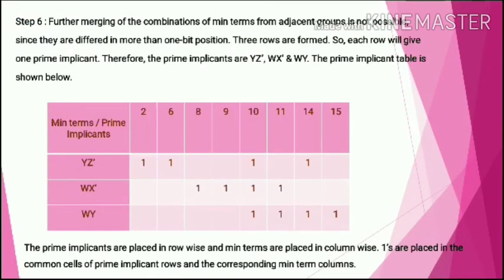Then step 6. Again merging the combinations of minterms from adjacent groups is not possible, since they differ in more than 1 bit position. So 3 rows are formed. Each row will give one prime implicant. Therefore the prime implicants are YZ dash, WX dash and WY.